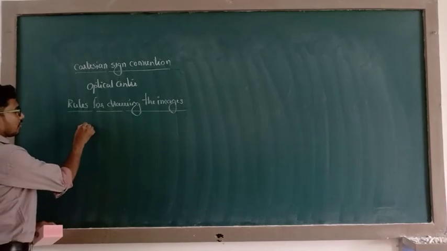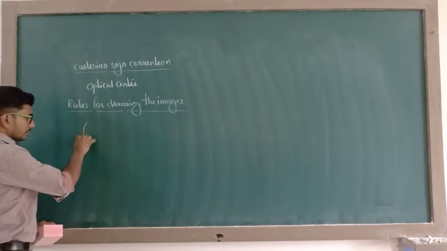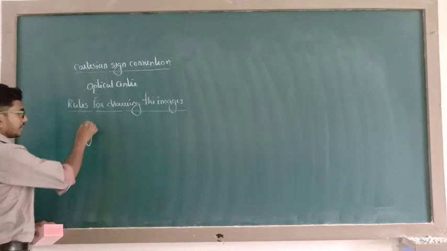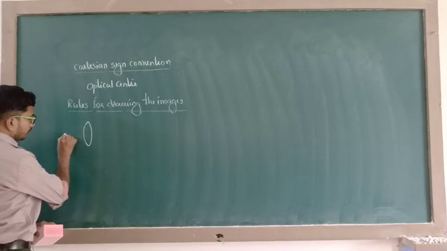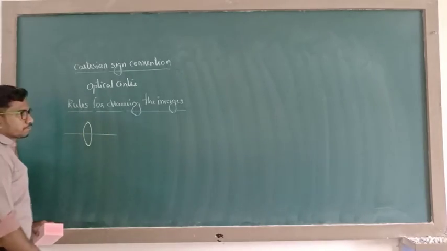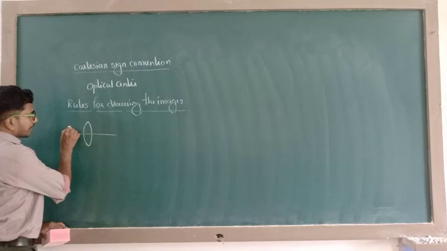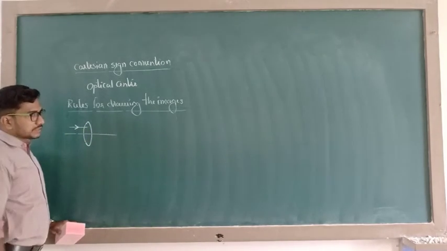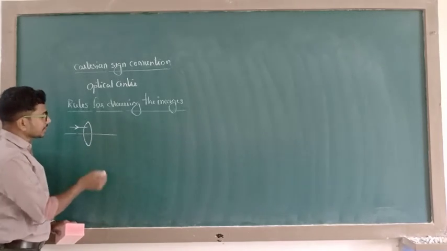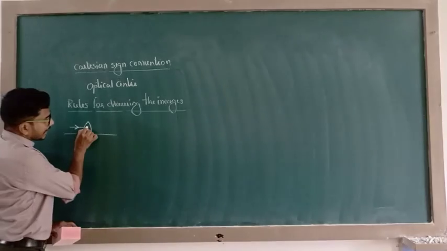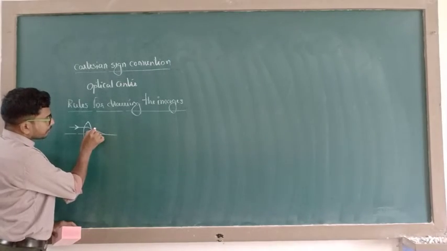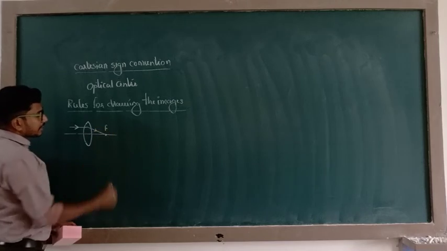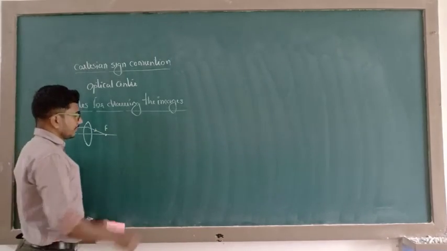So let us consider a convex lens. In case of a convex lens, if a light ray is parallel to the principal axis, after refraction, the refracted light ray meets the principal focus. So this point is known as principal focus.